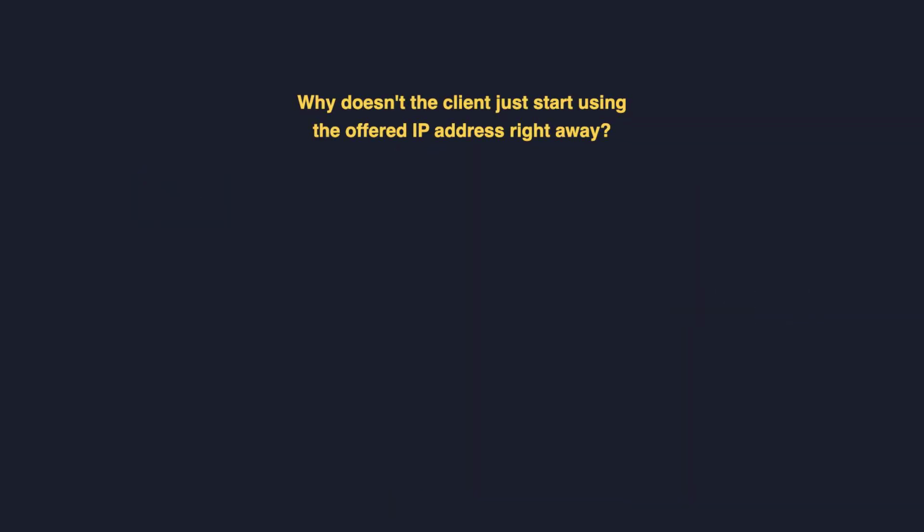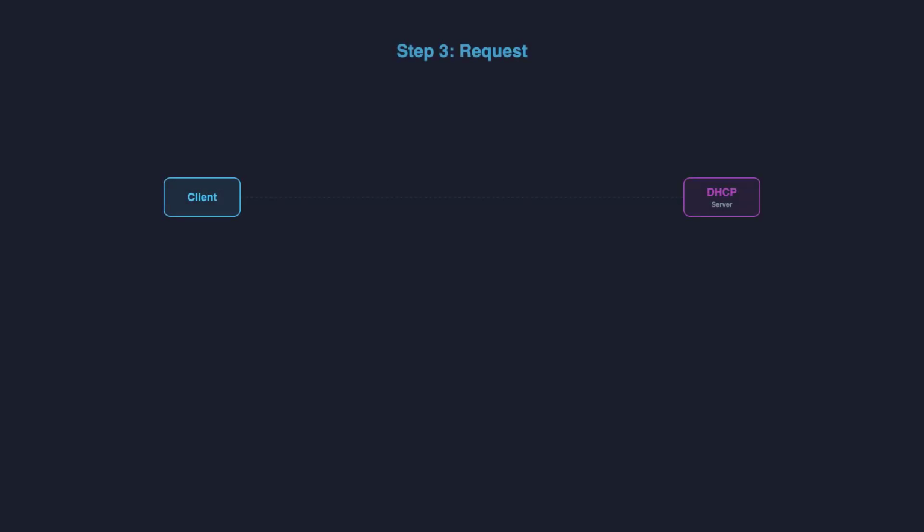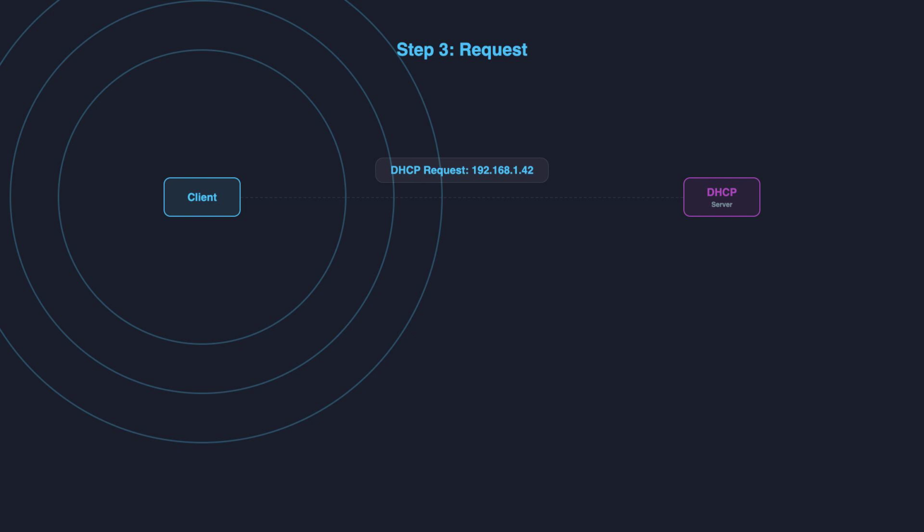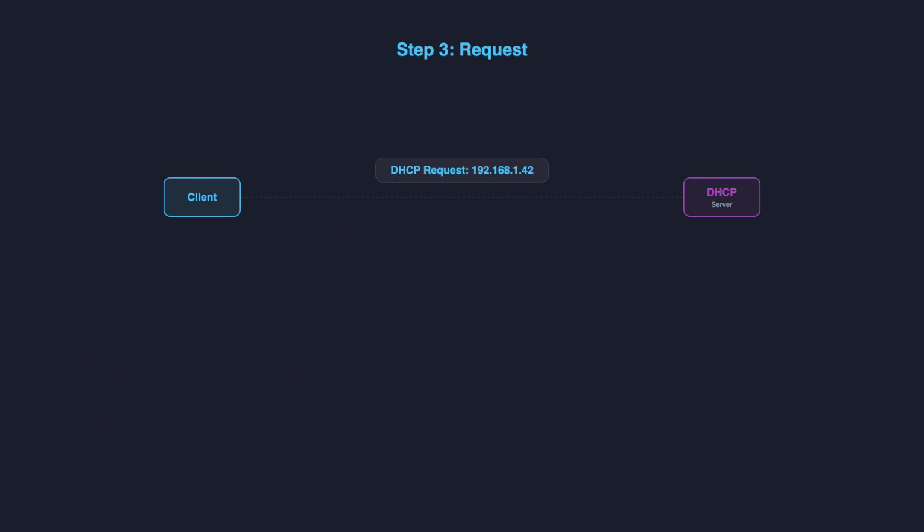You might wonder, why doesn't the client just start using the offered IP address right away? Well, there could be multiple DHCP servers on the same network, and each one might send a different offer. So the client needs to formally accept one. It does this by broadcasting a DHCP request, announcing to the entire network, "I'm accepting the offer from this particular server for the address 192.168.1.42." This broadcast serves 2 purposes. It tells the chosen server to finalize the assignment, and it tells any other servers to withdraw their offers.